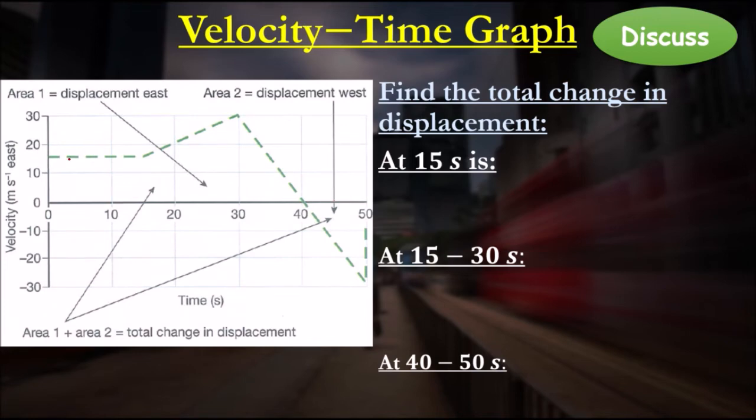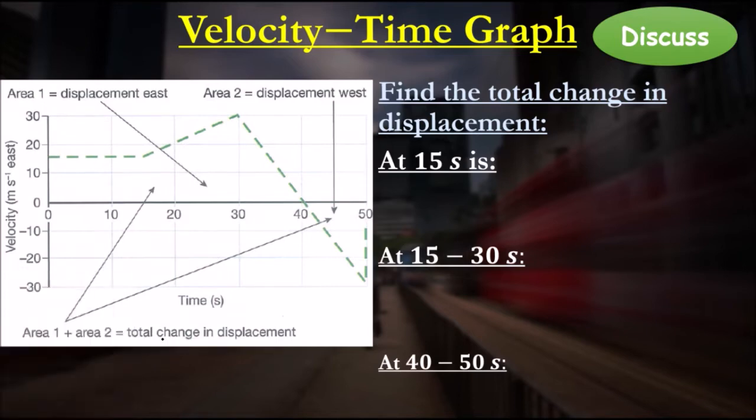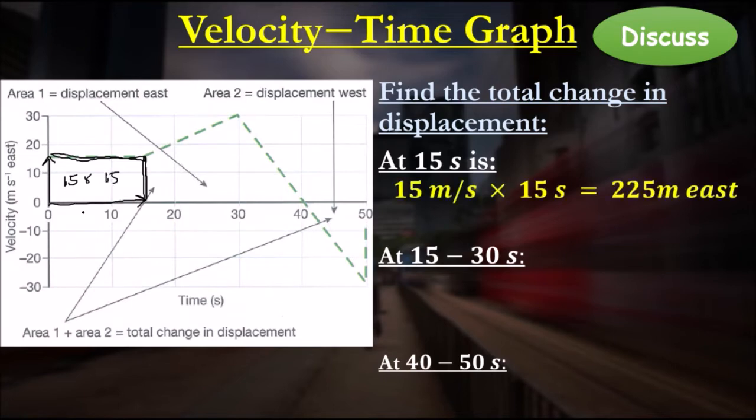So we have an object that can be split up into a couple of motions. We have a couple of categories. So we have the distance traveled at 15 seconds, which is this component here. Or the displacement, my apologies. And to find this displacement here, it's 15 times 15 along the lines here. And that would equal about 225 meters east.